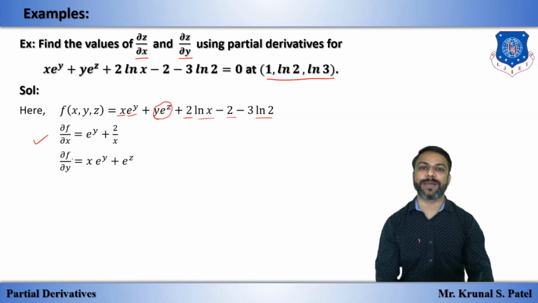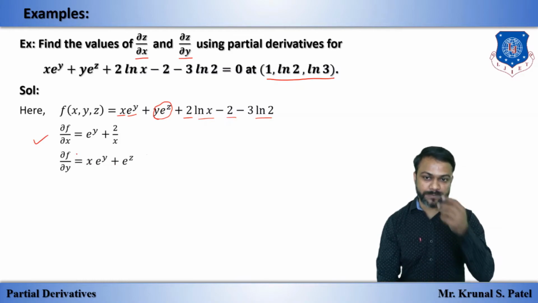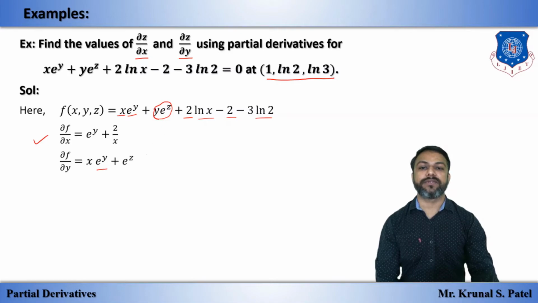Now differentiating with respect to y. So we have x constant, differentiation of e raised to y is e raised to y, differentiation of y is 1, and e raised to z as it is, and this 0.